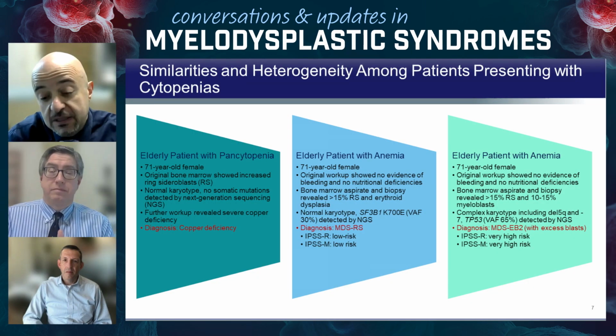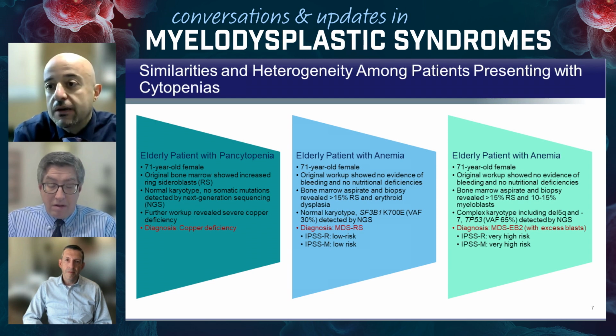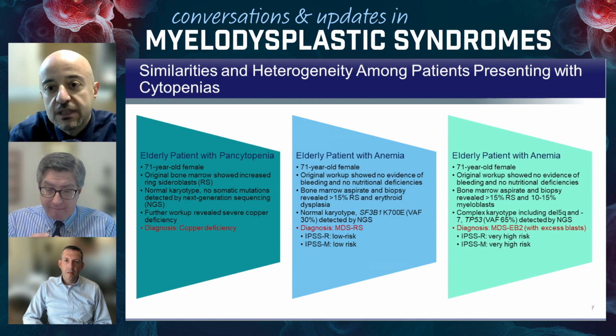All of them were in their 70s, presented with some cytopenias, and they ended up having, obviously, evaluation. The first patient actually had a bone marrow by the referring physician almost 6 months before, and the bone marrow showed ring sideroblasts. So the patient was labeled as MDS with ring sideroblasts and was started on hypomethylating agents treatment and was still transfusion dependent, so came back to see us.